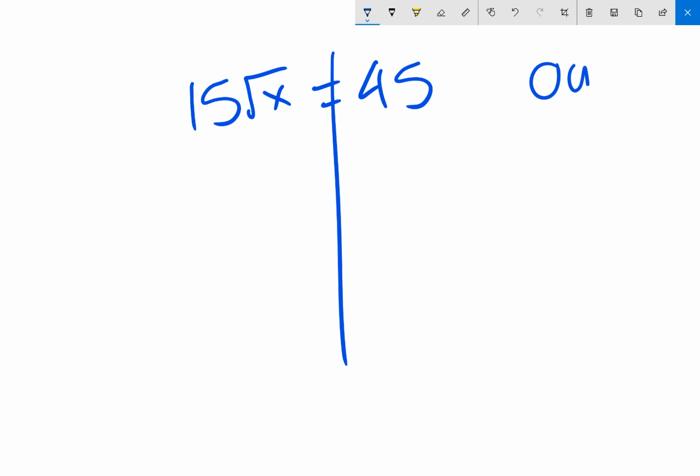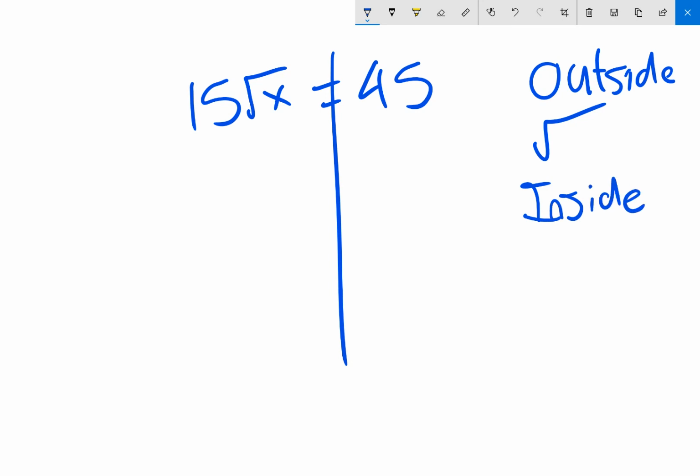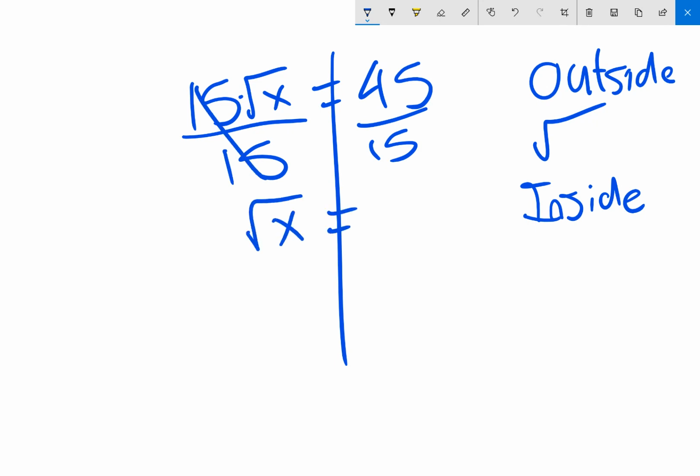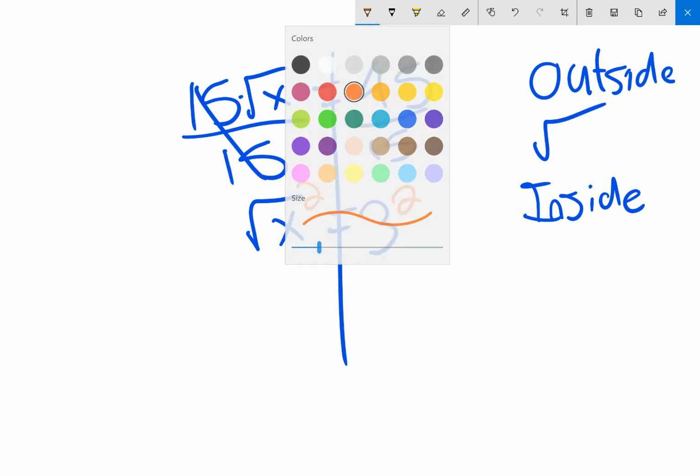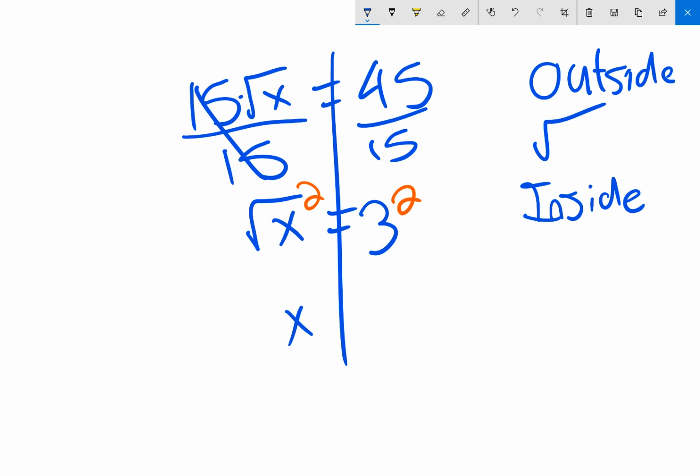So remember, we focus outside term first, then we solve the radical, and then we do the inside the radical last. So outside the radical is 15. So I'm going to get rid of that first. Now it's 15 times the radical. So to get rid of the 15, I need to divide it. So dividing 15 will move it, and we'll have the square root of x equal to 3, since 45 divided by 15 is 3. And now, to get rid of the square root, I would square both sides. So that's going to leave it as x equal to 9.